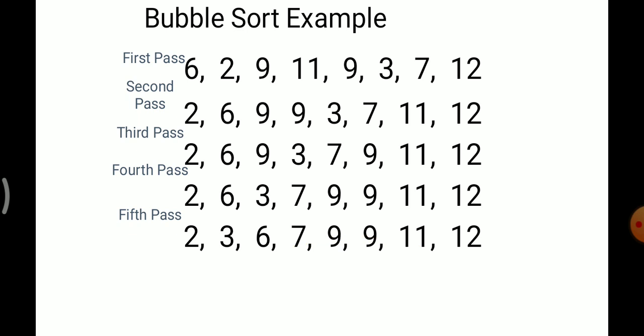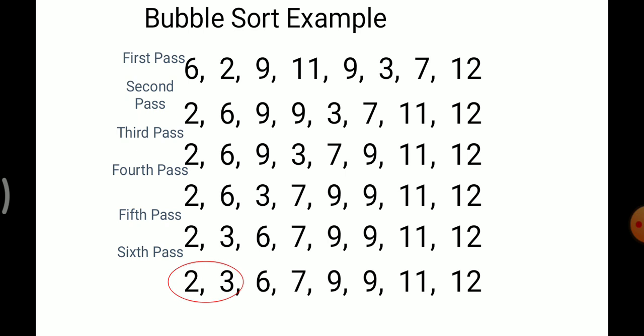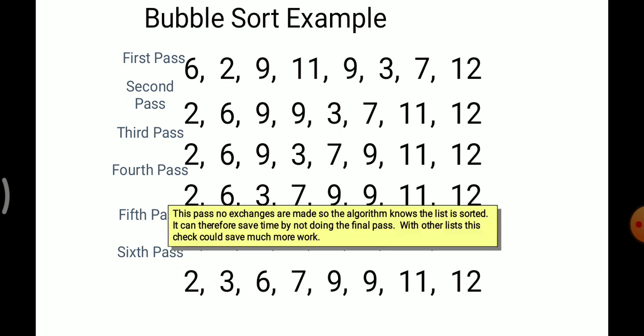This will be the condition for the termination: when there is no need of the exchange of the positions of the elements, then the algorithm terminates. And in the sixth pass we will compare the first two elements 2 and 3, and then 3 and 6, and then, as we know 9, 11 and 12 are at their correct positions, there is the need of only up to the 6 and 7.